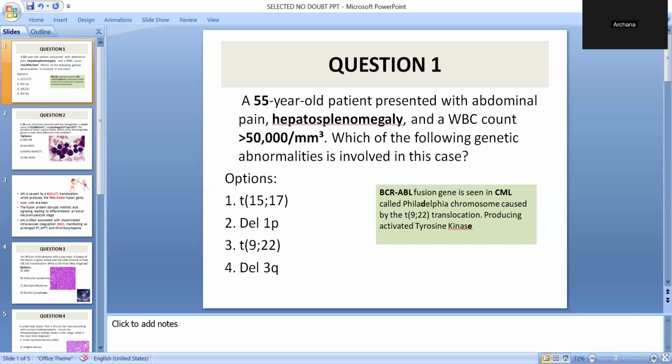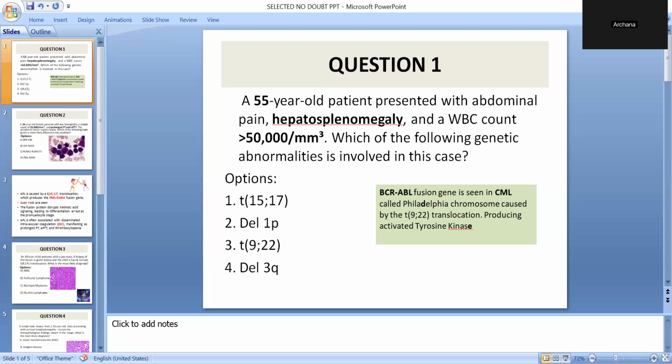Even before we go to the options given below, the clues in the stem of the question are: the patient is a middle-aged man, there is organomegaly, which means hepatosplenomegaly, and there is a total count which is more than 50,000 per mm cube. This itself is a clue pointing to some form of leukemia. If there was lymphoma, there should have been lymph nodes found. But in this vignette, we know that we are dealing with some form of leukemia. A 55-year-old patient itself suggests that it is a chronic leukemia. So putting things together, we probably come to a conclusion that it is CML.